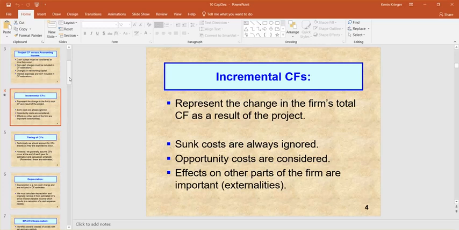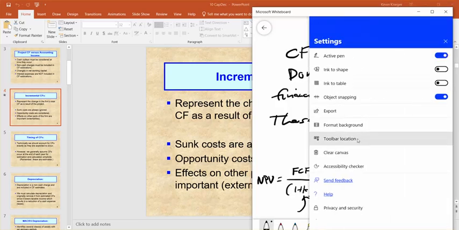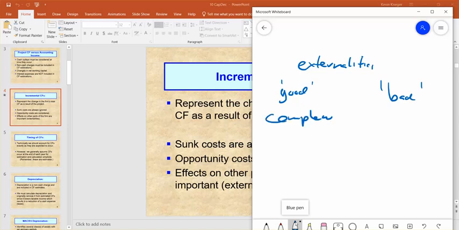An externality is the effect of one product or one part of a firm's dealings on the whole. You can have positive externalities or negative. So externalities can be both good, where they actually improve your cash flow estimates, or bad, where they hurt your overall cash flow estimates. They can be good or bad. And a good one would be a complement, and a bad one would be a substitute.